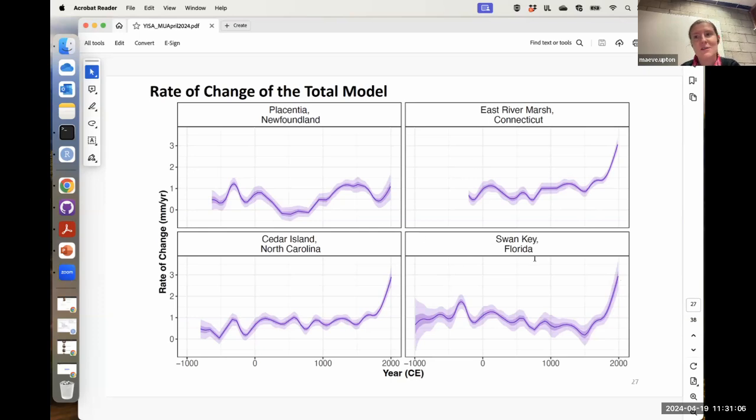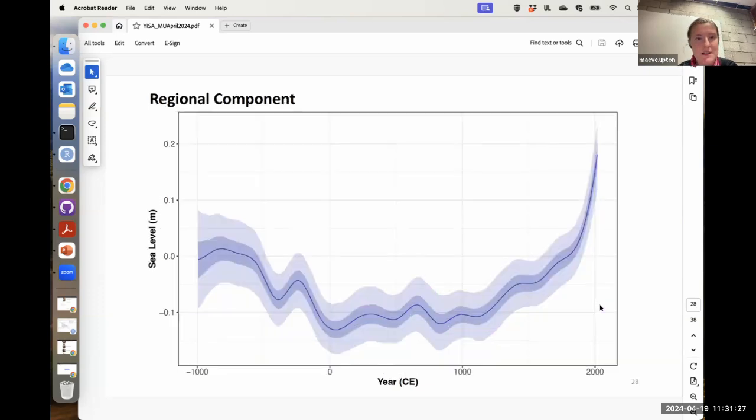So this is highlighting to us that we have to incorporate both spatial changes at different locations. Like Placentia definitely doesn't have as high a rate compared to Swankey in Florida, but incorporating the different components and also how these interact with each other is very important. Then we have this regional component.